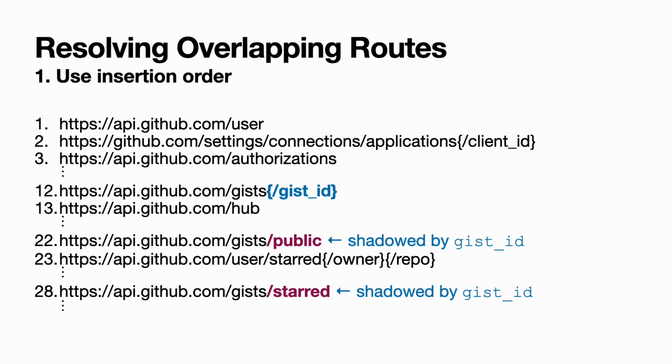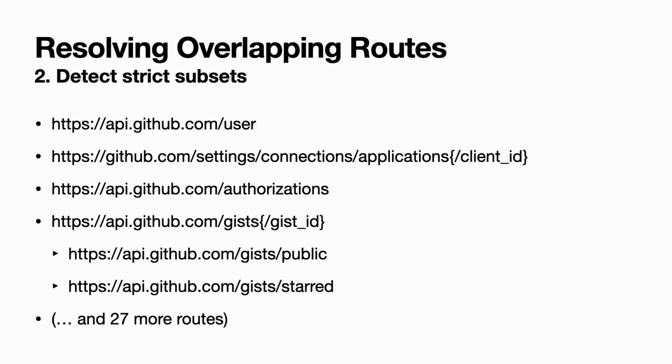So my better solution is to detect subsets. If you detect when one route is a subset of another, you can assume that the smaller set has priority over matching the larger set. In this case, the public and starred routes are detected to be subsets of the gist ID variable route.